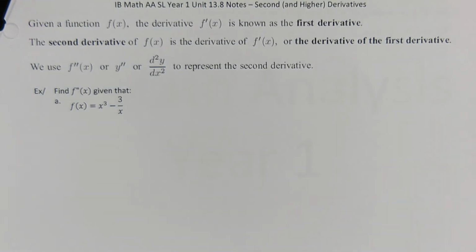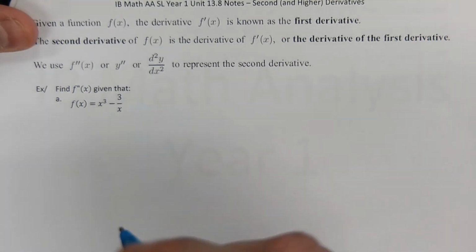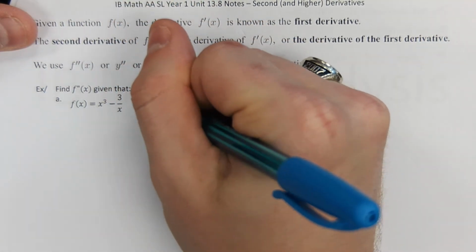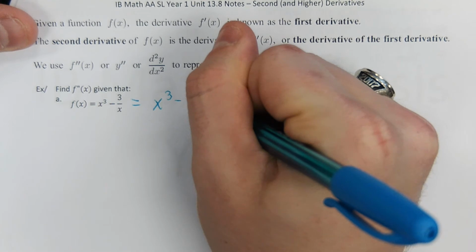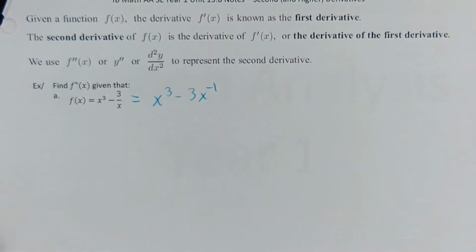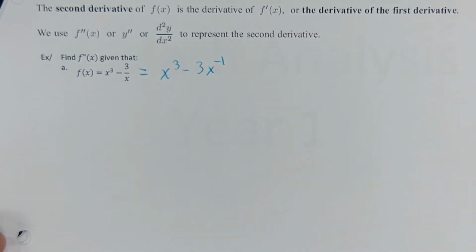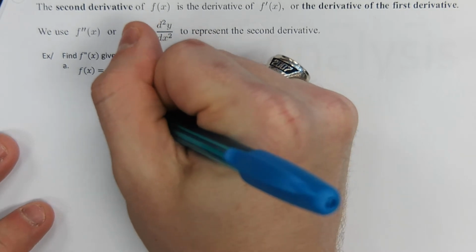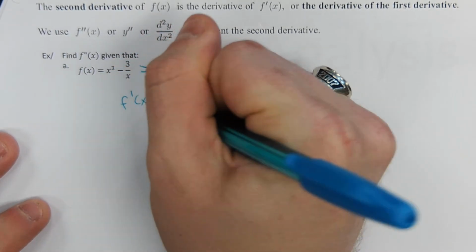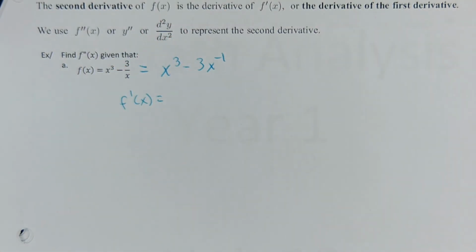All right. So just for the mathematics, before I find even the first derivative, I want to rewrite this thing. I want to write it as x to the third minus 3x to the negative 1. So the first derivative is, and I mean just basically do little spot derivatives of polynomial stuff.